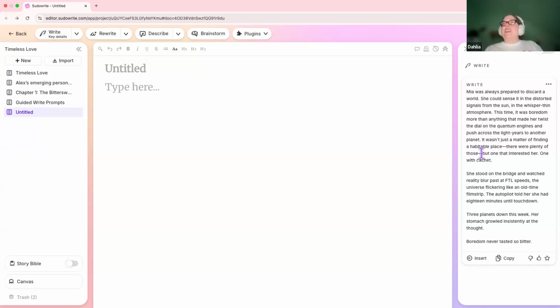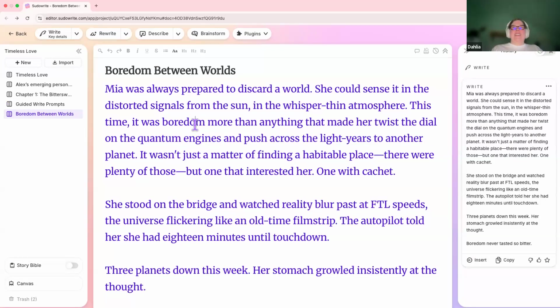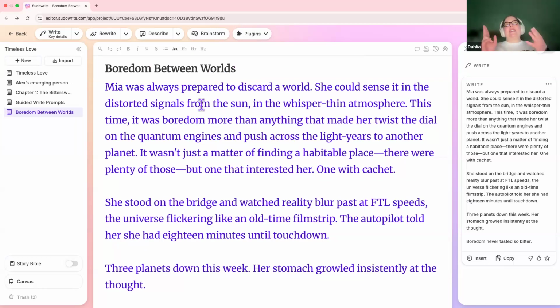Okay, this is very interesting. "Mia was always prepared to scout a world. She could sense it in the distorted signals from the sun and whispers in the atmosphere." This sounds like it could be an interesting science fiction book. The quantum engines push across the light years to another planet. I think this is also something that shows how Muse can shine if you just give it the reins.